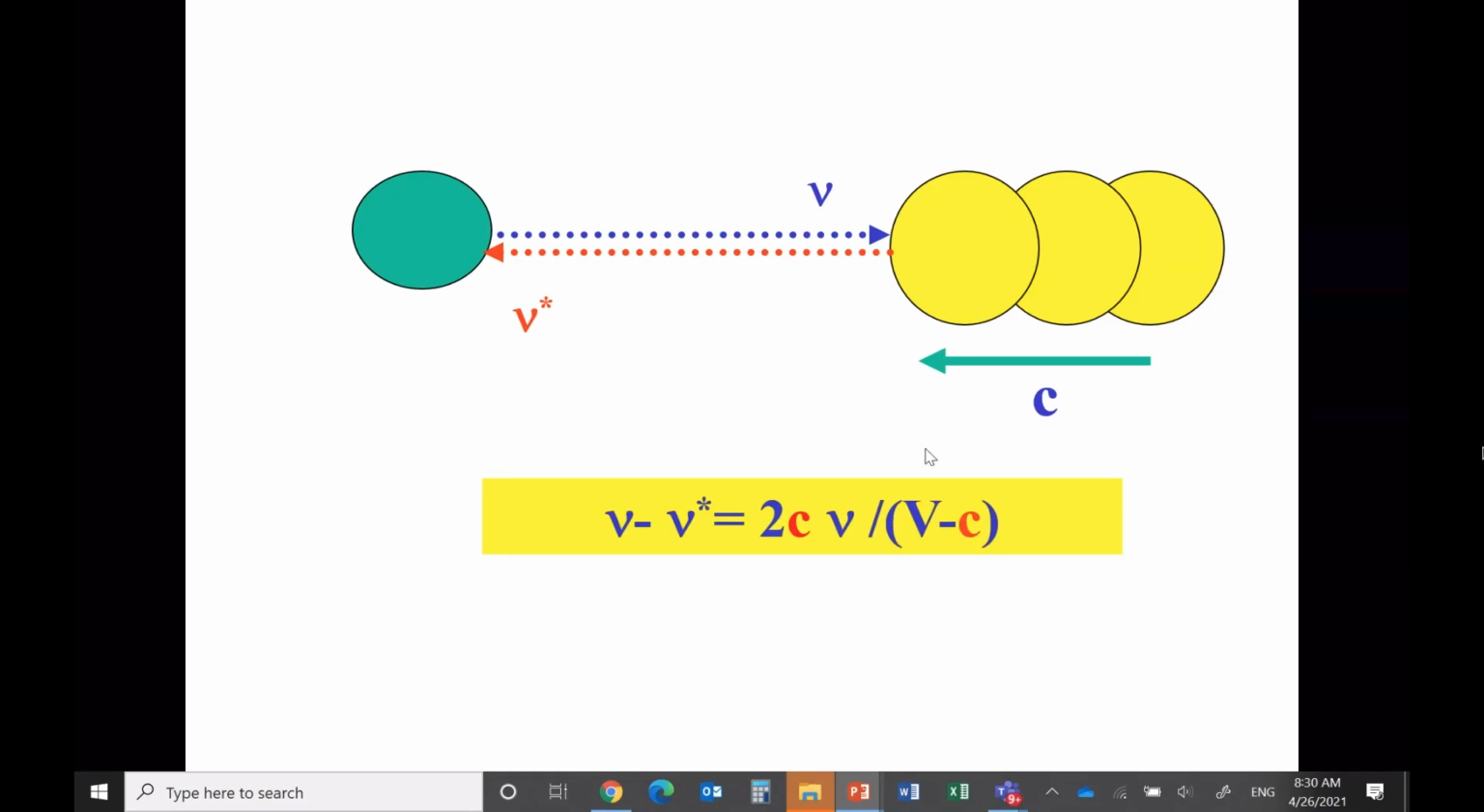So the formula is very simple. The difference in between the frequencies is directly proportional to c, to the organ motion velocity. And from this formula, if you know the velocity of the sound, and definitely we need to measure this difference, we can identify what is the velocity of the organ motion.